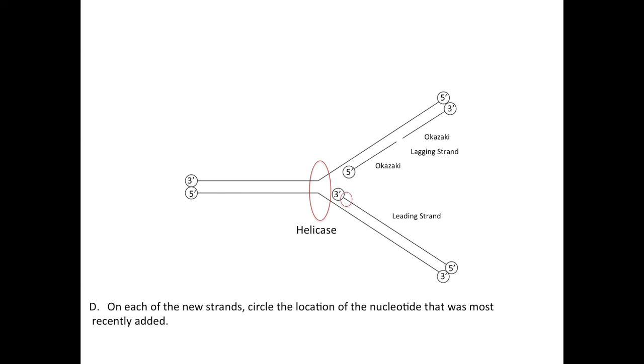For the lagging strand, it is synthesized discontinuously, forming Okazaki fragments. The most recent nucleotide added is in the Okazaki fragment closest to the replication fork. But remember, DNA polymerase still adds to the 3' end. So the most recent nucleotide is the nucleotide with the 3' end on the Okazaki fragment closest to the replication fork.